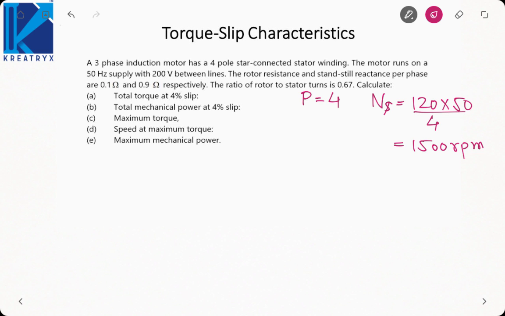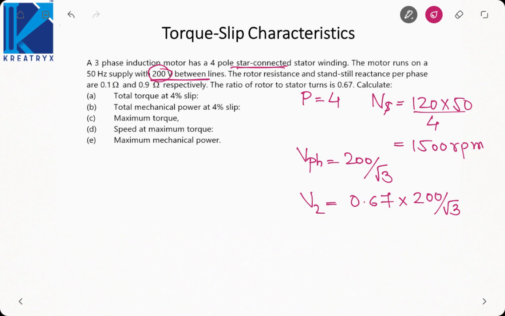Now it is saying the voltage is 200 volt between lines and it is star connected, which means the phase voltage is 200 by root 3. So what about the rotor voltage? It is 0.67 into 200 by root 3. Just like a transformer, I have transformed the voltage from stator to rotor. Now it is asking the torque at 4% slip.